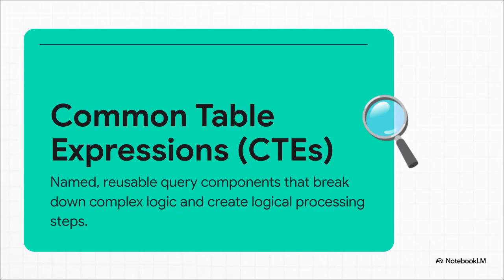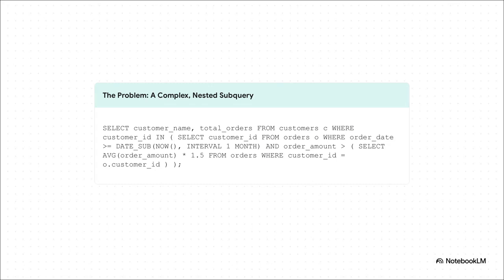A fantastic tool and a great place to start is with Common Table Expressions, or CTEs. You can think of them as giving a name to a piece of your query. They're like little building blocks that let you break down super complex logic into simple, readable, and reusable parts. Honestly, their main superpower is just making your code make sense. Because without them, you end up with this. This is the before picture, a monster of a nested subquery.